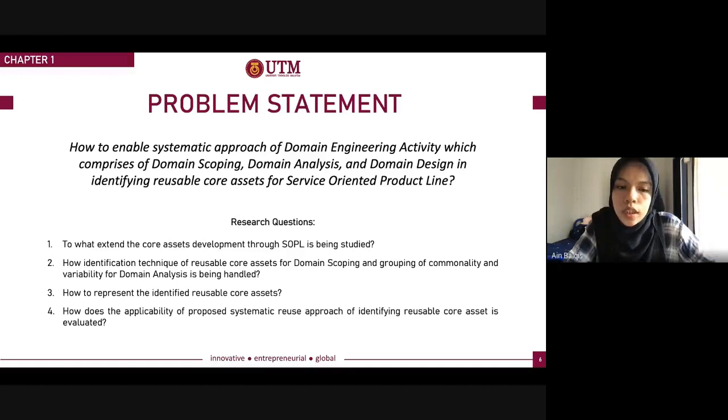what extent the core asset development through service-oriented product line is being studied, how the identification technique of reusable core assets for domain scoping and grouping of commonality and variabilities for domain analysis is being handled. Next is how to represent the identified reusable core assets, and how the applicability of the proposed systematic reuse approach of identifying reusable core assets is evaluated.